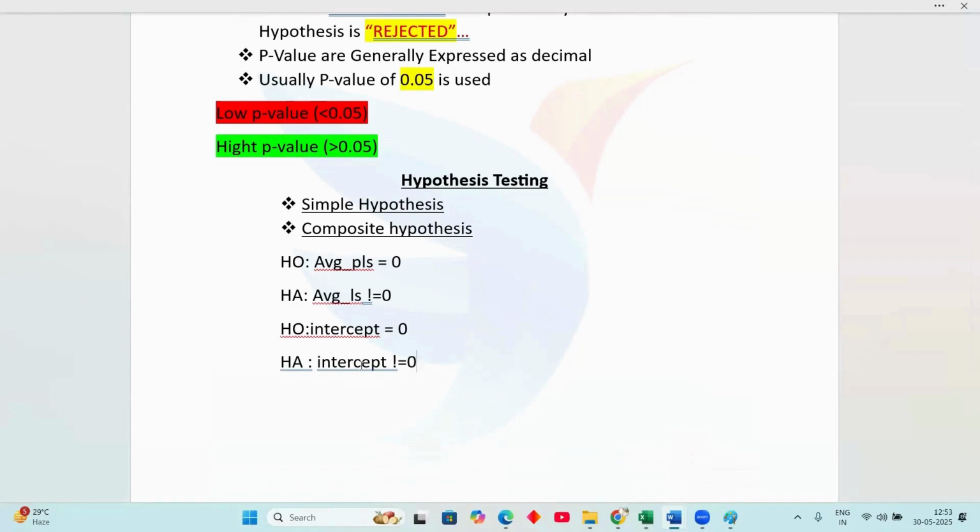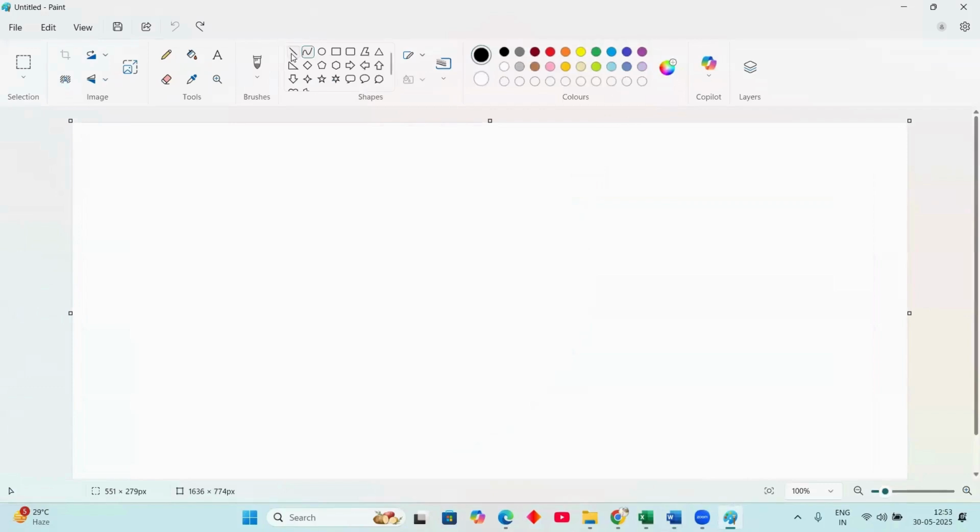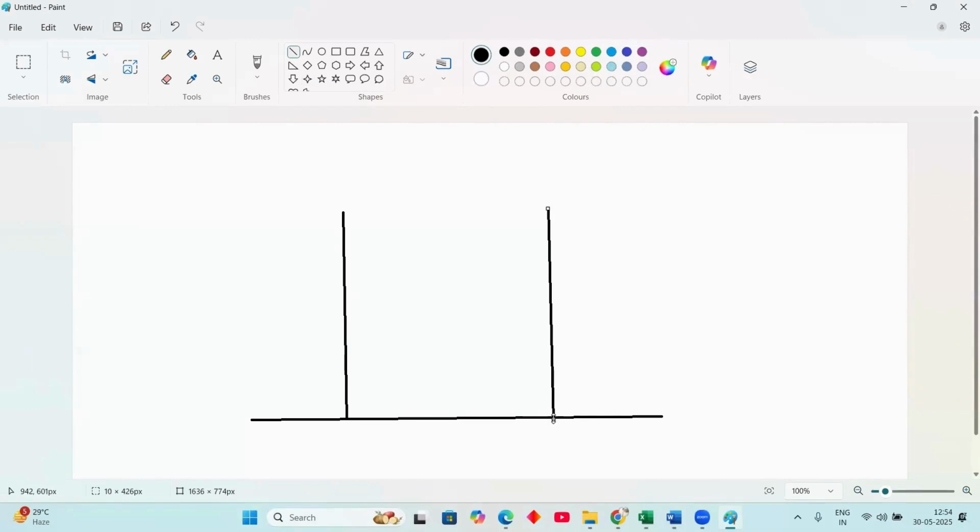Let me give a little example to explain, for a more clear idea. So let's move to the graph. Let's take a random example: a flip of a coin, heads and tails. I have a straight line, and in it we have the critical value. So I take these two critical values, and I have a rejected hypothesis.